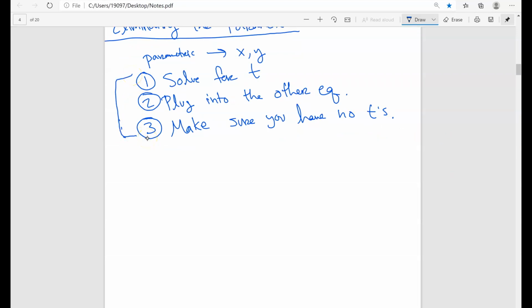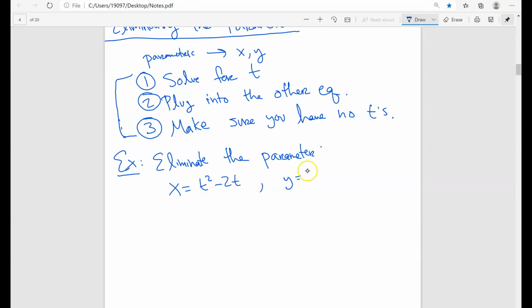Now sometimes you can't solve for x and y. Sometimes you will, sometimes you won't, but it really just depends on the scenario. So let's do this example. Eliminate the parameter. Okay, so let's say you had the previous one, x equals t squared minus 2t, and then y equals t plus 1.